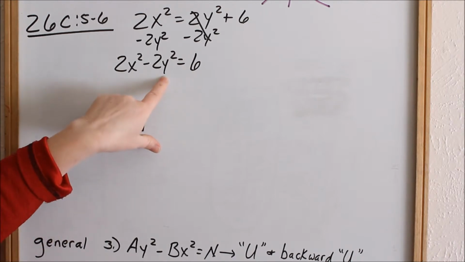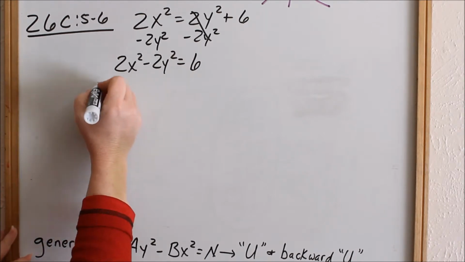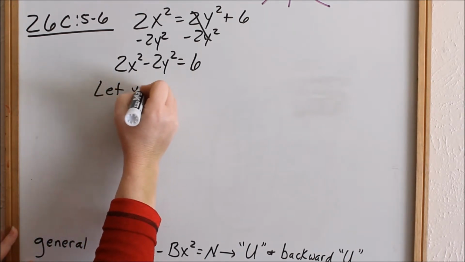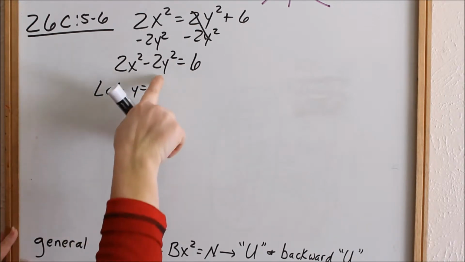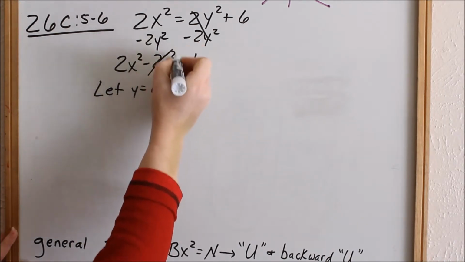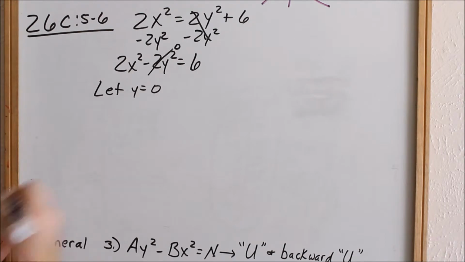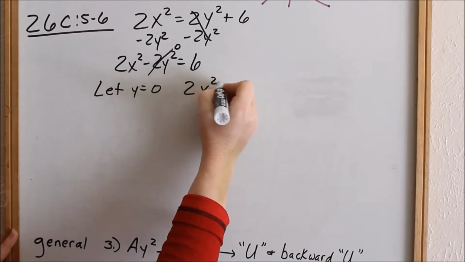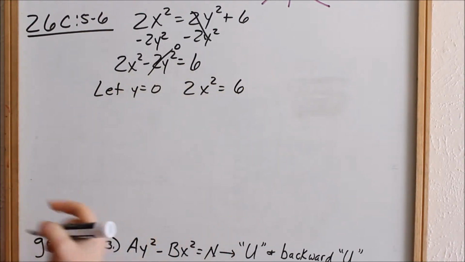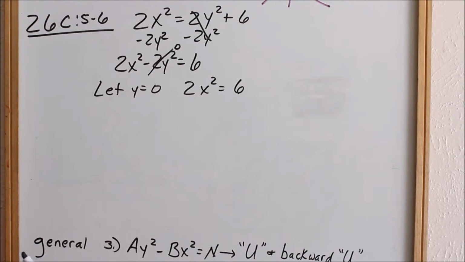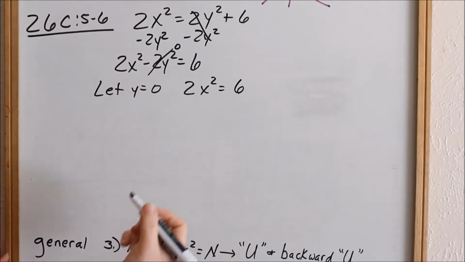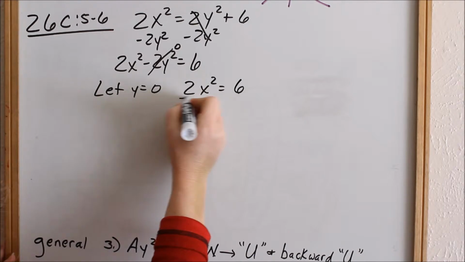point your y coordinate is 0. So we want to let y equal 0. When y equals 0, this whole term goes away and becomes 0, and then you're just left with 2x squared equals 6. What we are trying to do is calculate the point where the hyperbola crosses the x-axis. So now we solve for x.